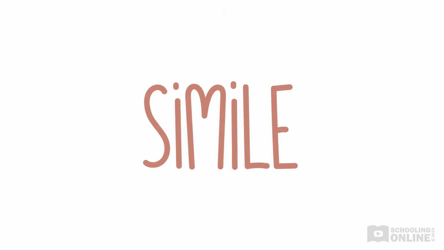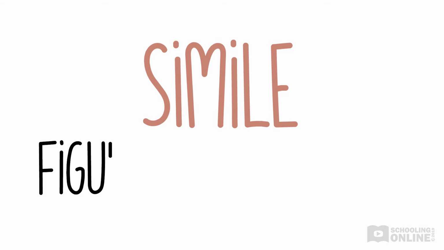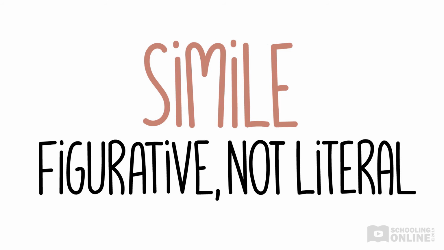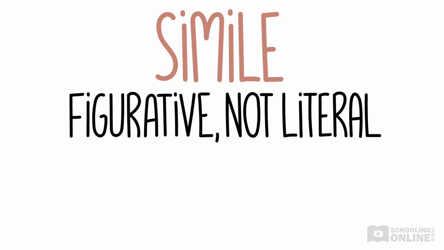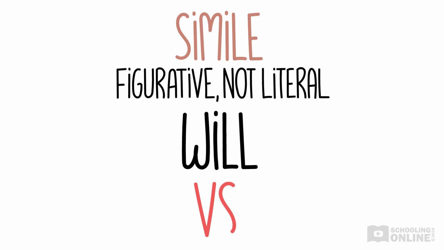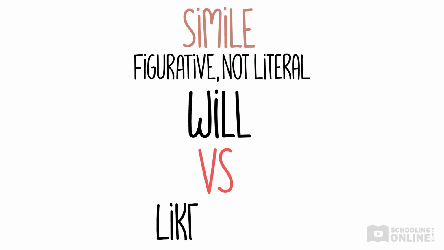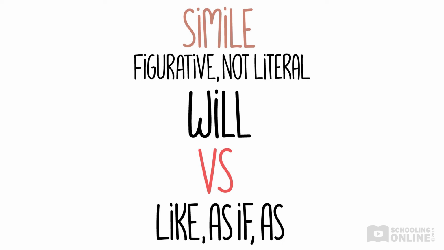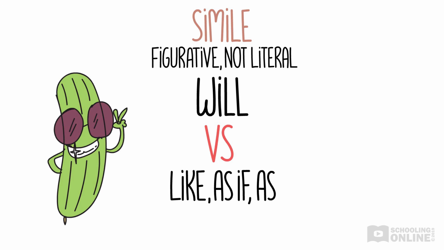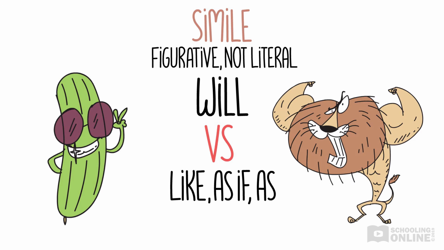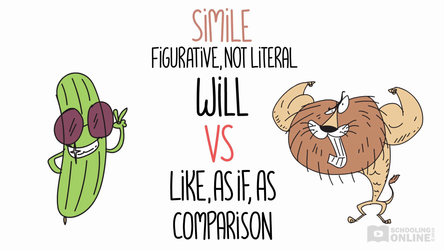A similar technique is the simile. It's like a metaphor in the sense that it's used to describe something in a non-literal way. But whereas in a metaphor you say, "my head will explode," for example, in a simile, you say, "it feels like my head is going to explode," or that it's as if my head will explode. Another type of simile is when you say, for example, "as cool as a cucumber," or "as strong as a lion." It uses words or phrases such as like or as to make a comparison between two things.